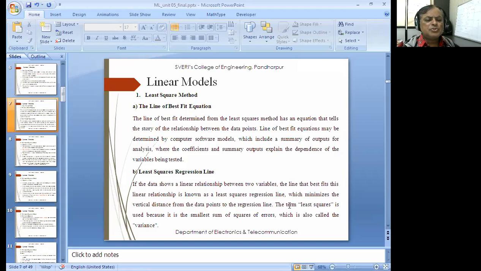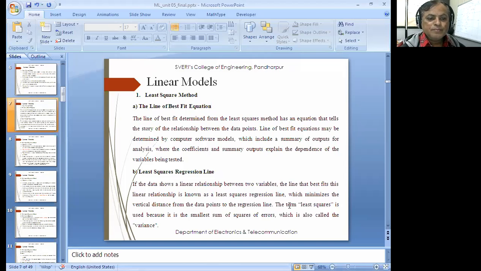The second one is the least square regression line. So if the data shows a linear relationship between two variables, the line that best fits this linear relationship is called the least square regression line, which minimizes the vertical distance from data points to the regression line. अगर हम डेटा को स्टडी करेंगे अच्छी तरह से और एनालिसिस करेंगे, so we can come to know that the data has shown a linear relationship between the two variables. The line that best fits this linear relationship is called the least square regression line.